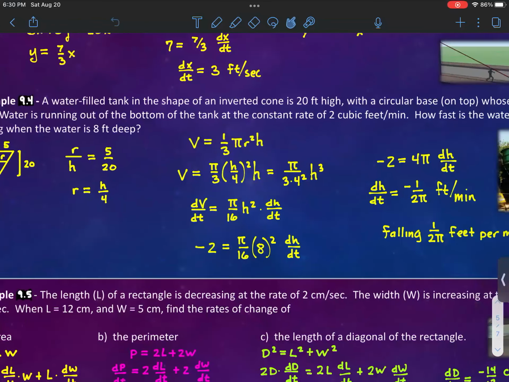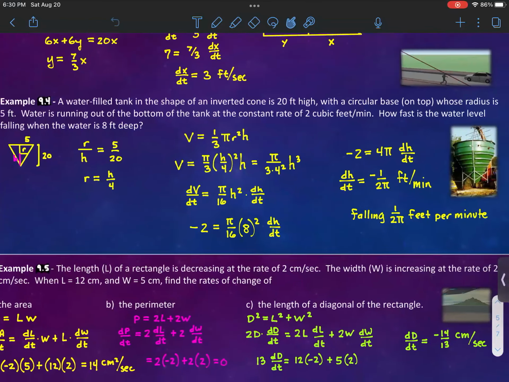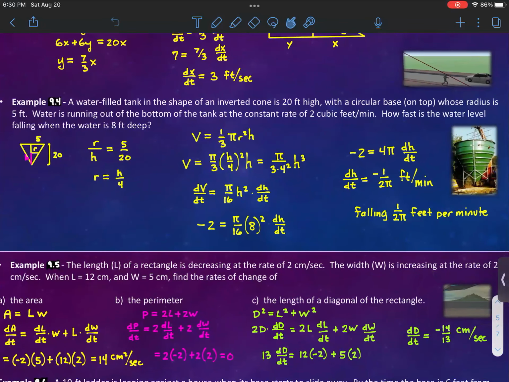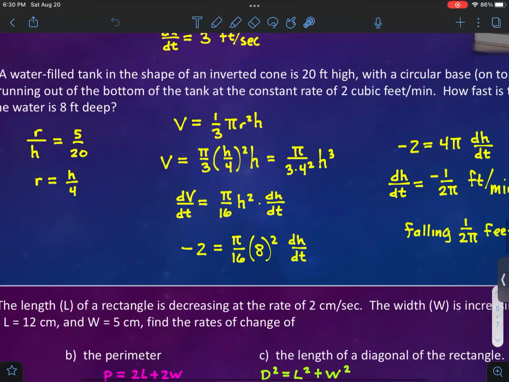Now, you might be wondering, does it matter if I get rid of the R or get rid of the H? Usually, yes, it does. As far as which one you want to keep around, look again at the given information. We're interested in the water level that corresponds to the height. We need to keep height around to solve this problem. We don't need R. So that's how I decided to solve this for R and get rid of R.